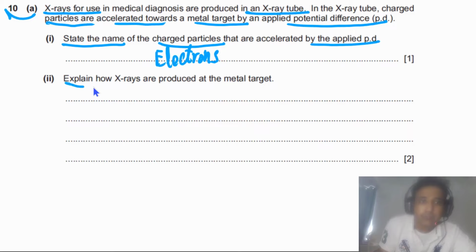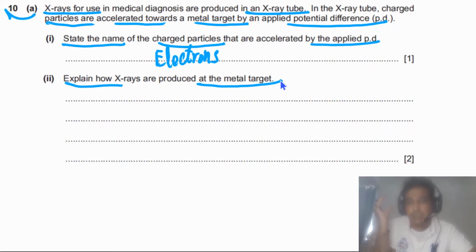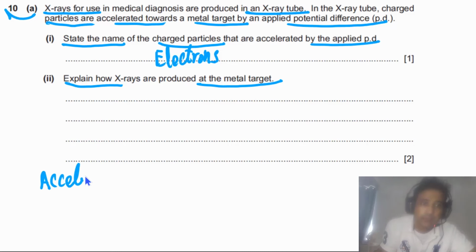For the second part, we need to explain how X-rays are produced at the metal target. When accelerated electrons hit the metal target, meaning they hit the anode, they decelerate, and when they decelerate, they lose kinetic energy, and the loss of kinetic energy is emitted in the form of X-ray photons. So we can write down in steps. First of all, we have accelerated electrons.